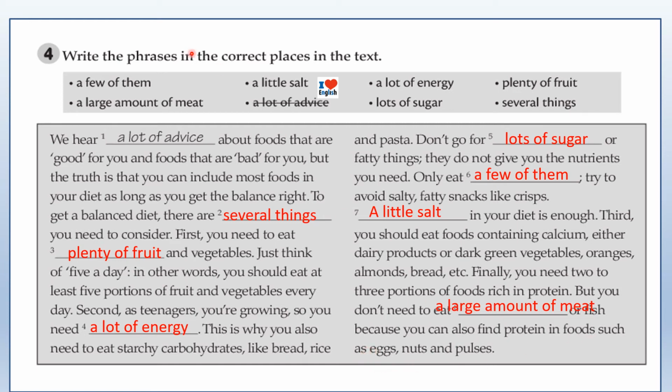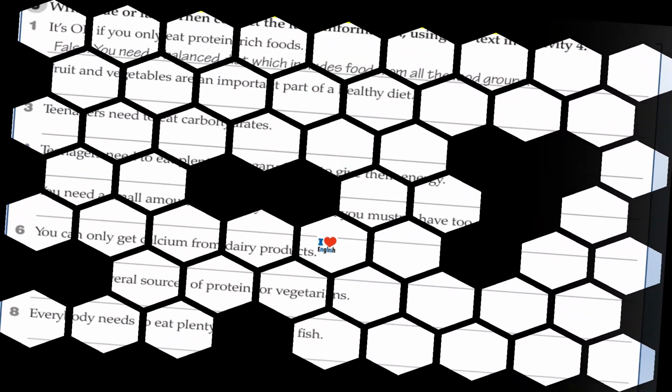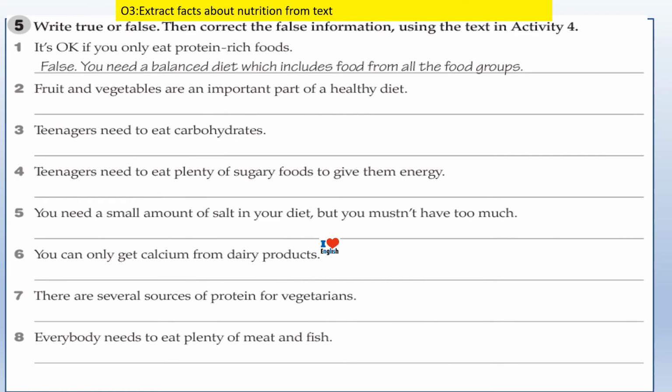Now we have finished activity 4 in our workbook. I hope you can complete it in your box and repeat it many times to understand it well. Now let's move to activity 5. After we have read the text in activity 4, we are going to write true or false and then correct the false information using the text in activity 4. Number 1, it's done for you.